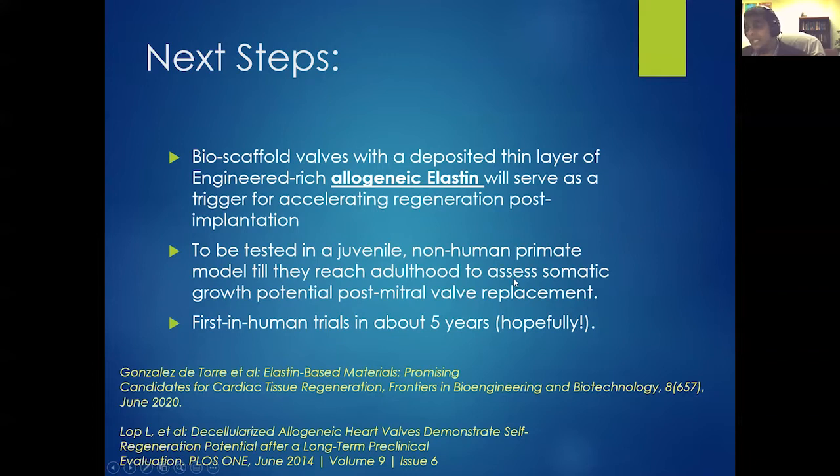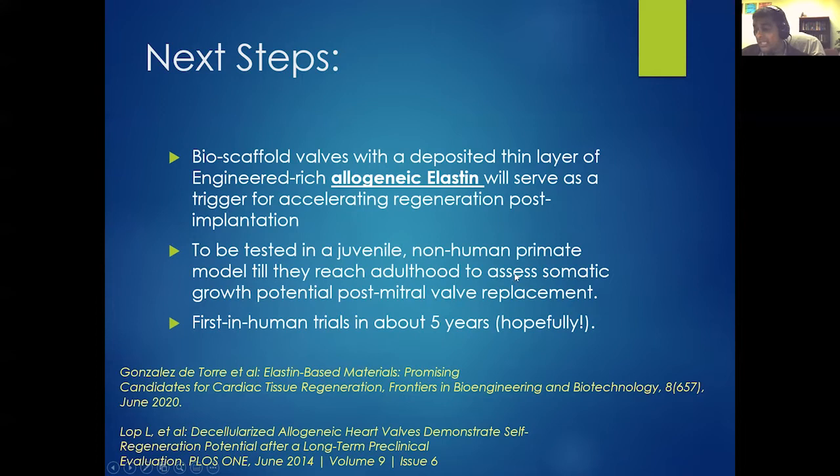But if we're successful in 3 to 4 years from child to adulthood in a baboon model, then hopefully, fingers crossed, in about 5 years or so, we should be able to translate this to first in human trials to serve the population who truly need an immediate solution. And a regenerative solution would be perhaps the best way to treat them. And this subpopulation, of course, I'm talking about is children born with a critical valve disease.